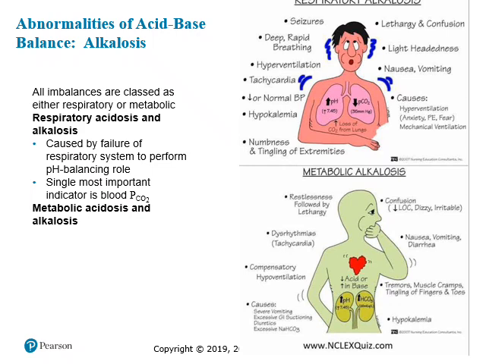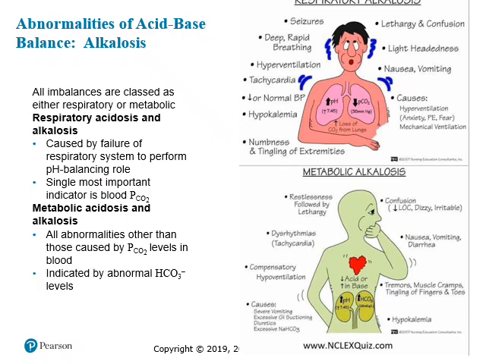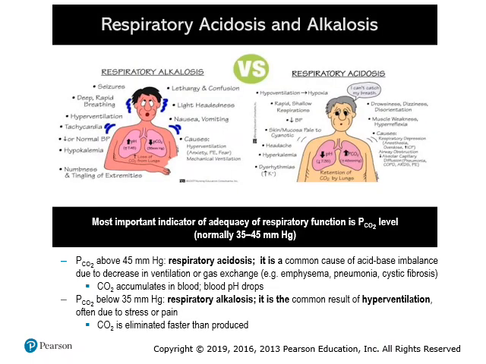Metabolic acidosis and alkalosis is pretty much the rest of the other abnormalities, which is not caused by abnormalities in the pressure of carbon dioxide levels in the blood, and is indicated by abnormal bicarbonate levels. So, in respiratory alkalosis, take note that the most important indicator of adequacy of respiratory function here is the pressure of carbon dioxide, or the level of carbon dioxide.